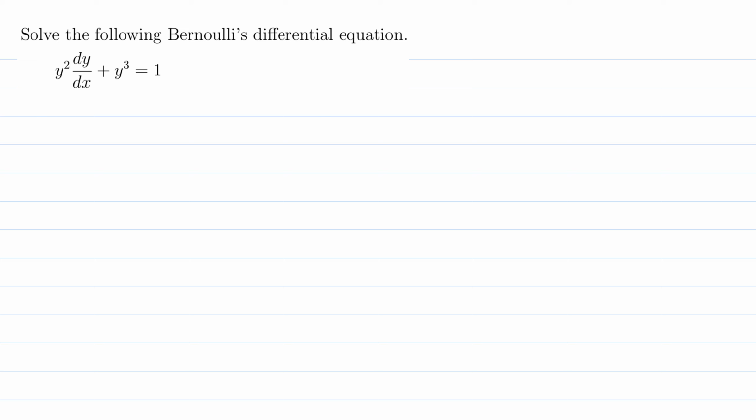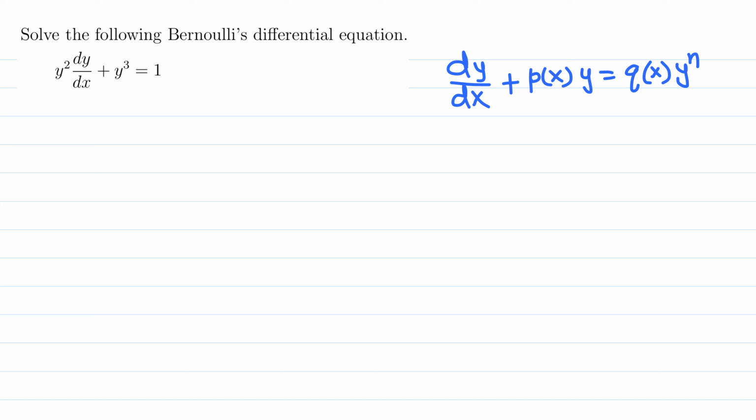Solve the following Bernoulli's differential equation. So this equation is Bernoulli's. In fact, the standard equation would have been like dy over dx plus a function of the independent variable times y equals, let's say, q(x). This is linear. Okay, y prime and a function of x times y to some power. So when we have this form, this is Bernoulli's.